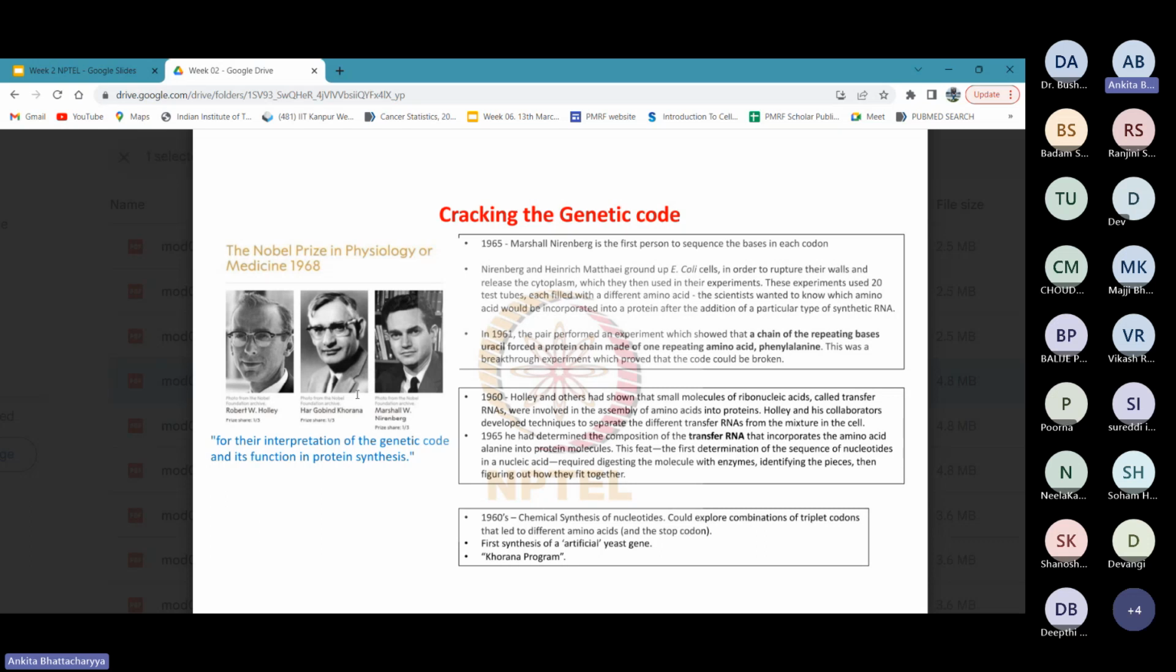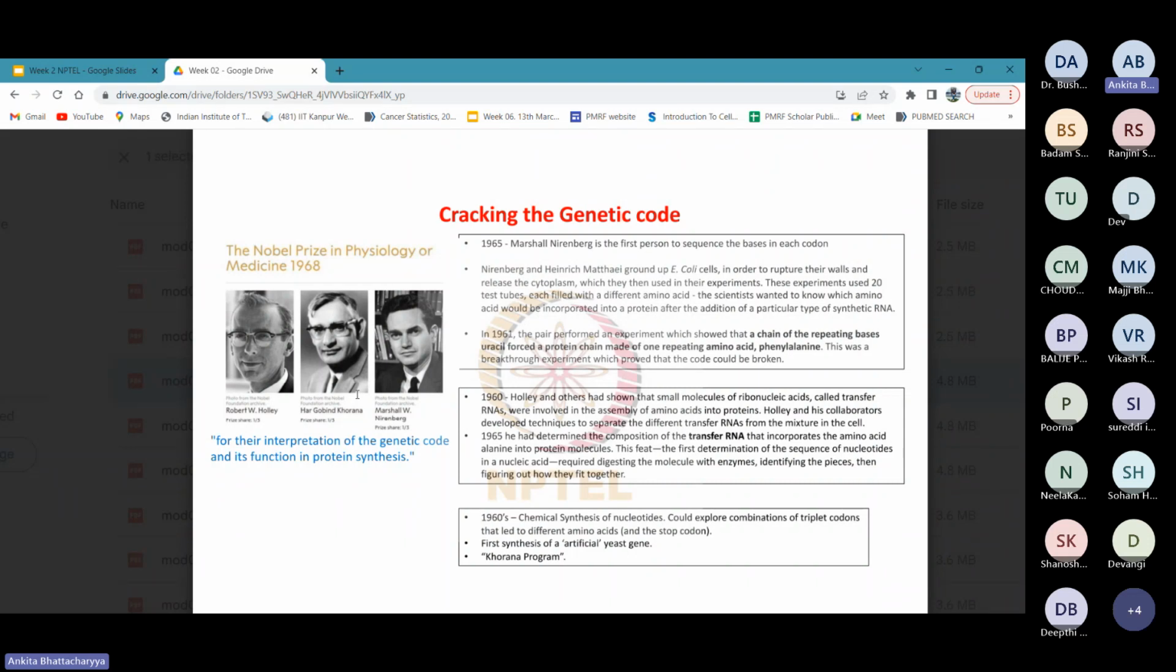So Dr. Hargobind Singh Khorana, Marshall W. Nirenberg, and Robert W. Holley are the three incredible contributors to the understanding of the genetic code and how it actually helps in the process of protein synthesis. If you look at what they basically did, it was such a simple experiment if you think about it, but it solved everything that they were trying to understand.